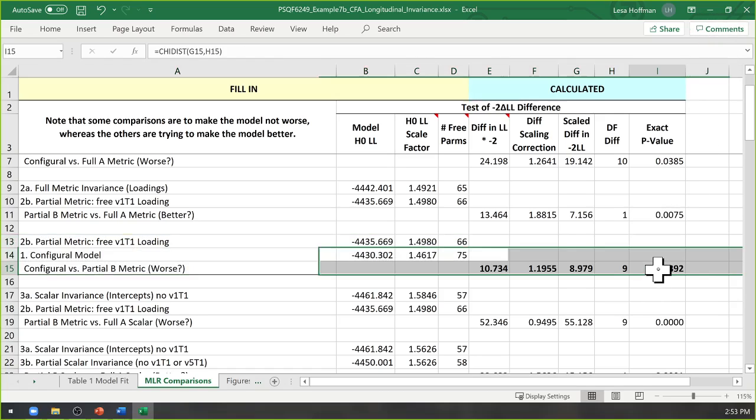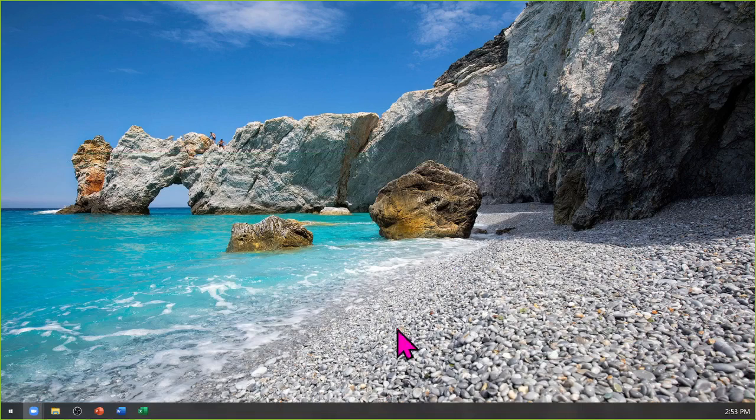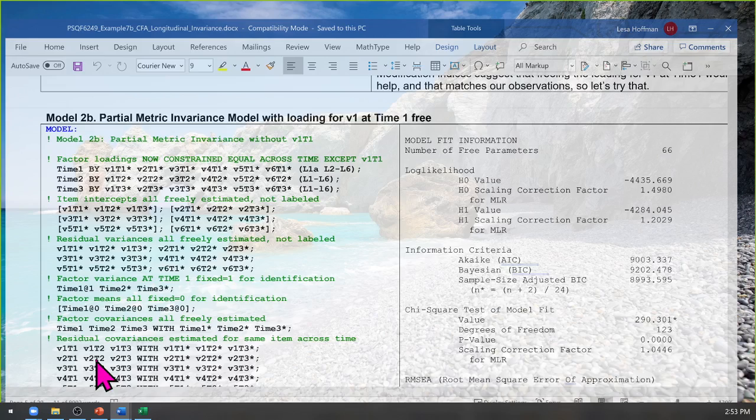By the way, I win because it's non-significant. So this is different than usual, right? We don't normally win because we have non-significance. But here we are trying to accept the null, baby. We don't ever say that, but that's what we're trying for here. The null is we can constrain these things equal. The way the item relates to the trait is the same across time.